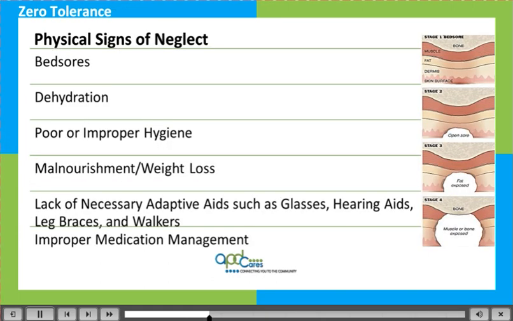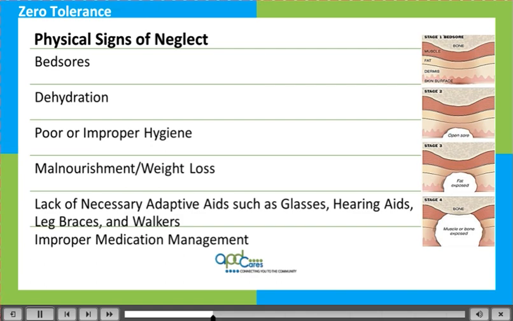Physical signs of neglect are bed sores. The 4 stages of bed sores are areas of dead skin caused by sustained pressure cutting off blood flow. The ulcers can range from superficial sores to deep wounds. Other signs are dehydration, poor or improper hygiene, malnourishment, weight loss, lack of necessary adaptive aids, improper medication management.